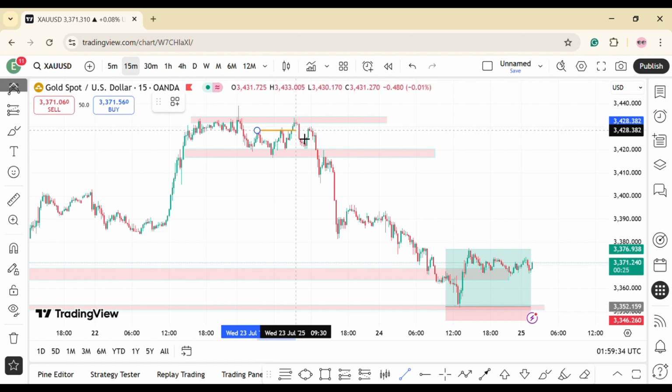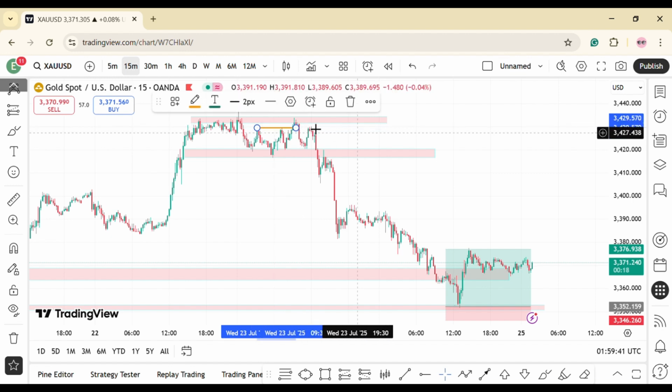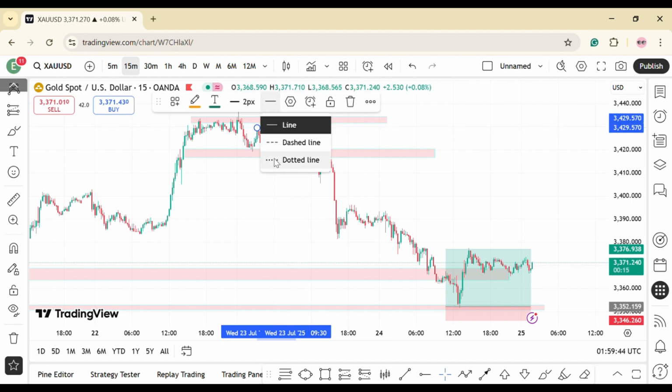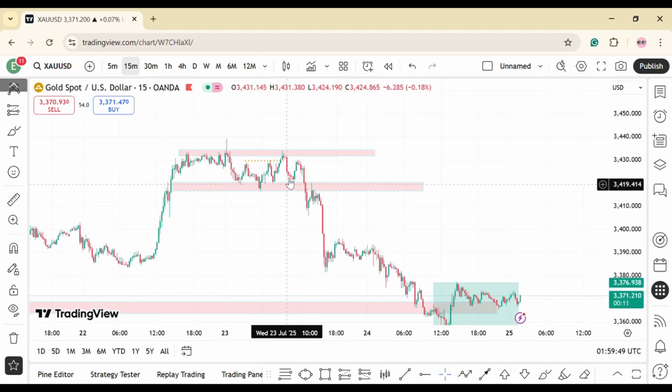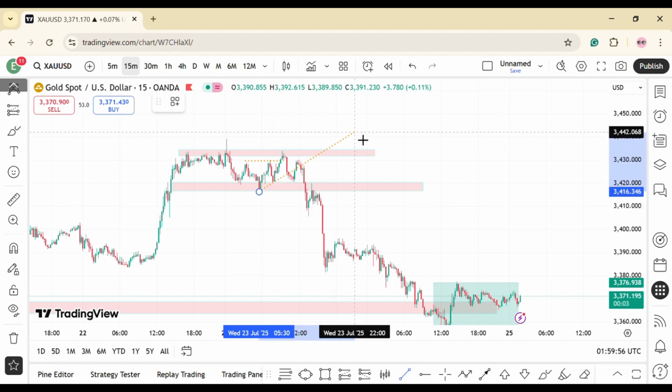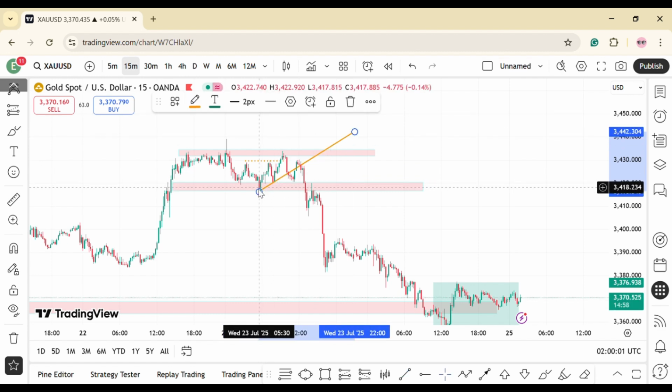So this is now your BOS, a clear break of structure. I've seen a clear break of structure, so what am I waiting for? Now see, this is your trend line. One touch, then two touches. You can see first touch, second touch. So you are waiting for the third touch because you've seen the market break this market structure yet stay outside.